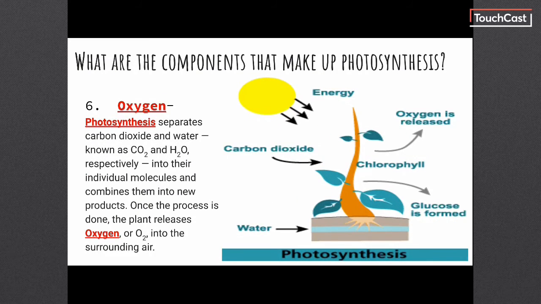All right, number 6, oxygen. Remember, we need oxygen to breathe. And what gives us oxygen? The plant does. Okay, what do we give the plant so it can give us oxygen? We give it carbon dioxide, CO2. The plant takes that CO2, splits up that oxygen throughout its scientific process inside the leaves to give us back oxygen. Circle of life, guys. So photosynthesis separates carbon dioxide and water, known as CO2 and H2O respectively, into their individual molecules. So basically it splits up the elements, okay, and combines them into new products. Once the process is done, the plant releases oxygen, or O2, into the surrounding air which we breathe in, okay?